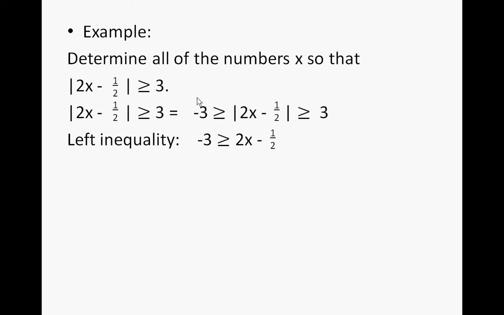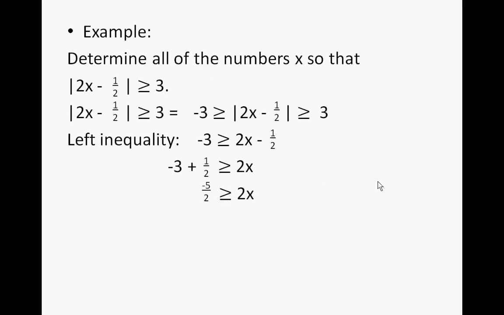So the left side of the inequality is minus 3 is greater than or equal to 2x minus 1/2. As we isolate the x so we can find out what the value is, if we're adding a minus 1/2 here, then we would add a 1/2.